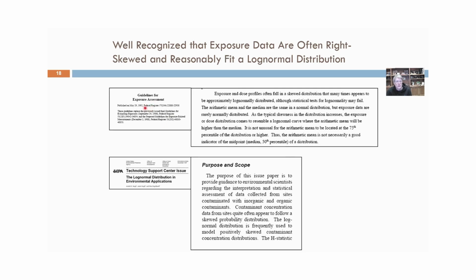Take, for example, the original version of the Guidelines for Exposure Assessment published by the U.S. Environmental Protection Agency in 1992. Here's an excerpt from that report that discusses right-skewed exposure and dose data resembling a log-normal curve. Here's a later report, which came out in 1997, where EPA is discussing environmental applications of the log-normal distribution. So, not unknown; in fact, well-known.